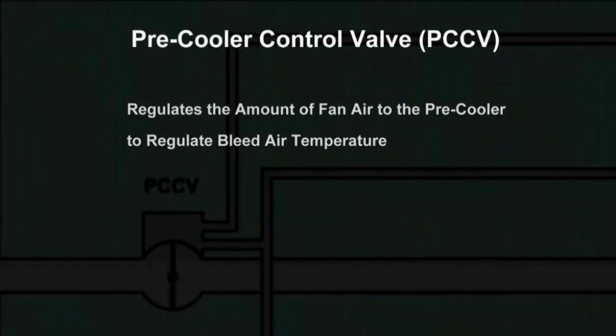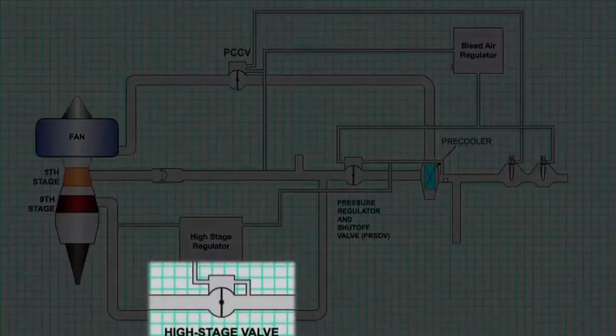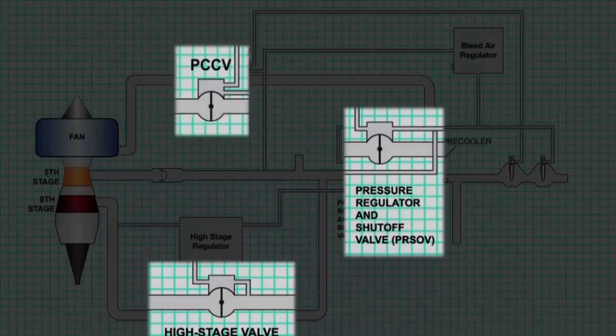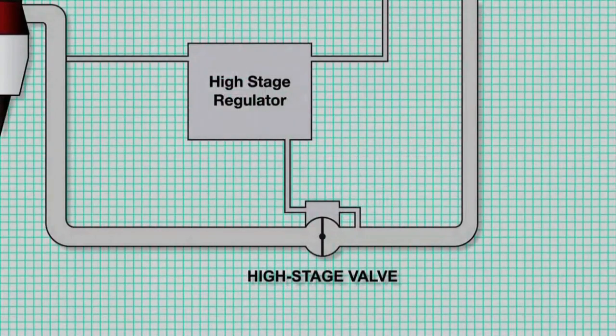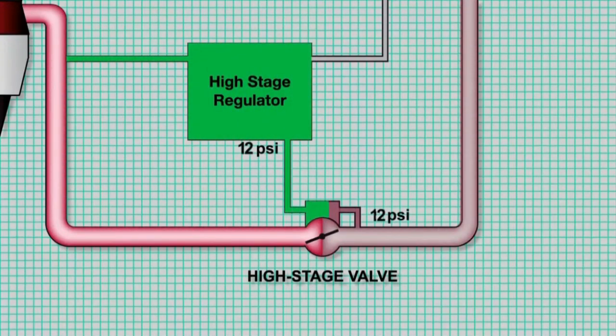Now that we have seen that the HSV, PRSOV and PCCV control air flow through the system, let us take a closer look at how each of these valves is controlled. When the engine starts, the HSV is closed. As pressure reaches 10 psi, the HSV is fully open. Note that the HSR regulates the HSV control pressure to 16 psi.